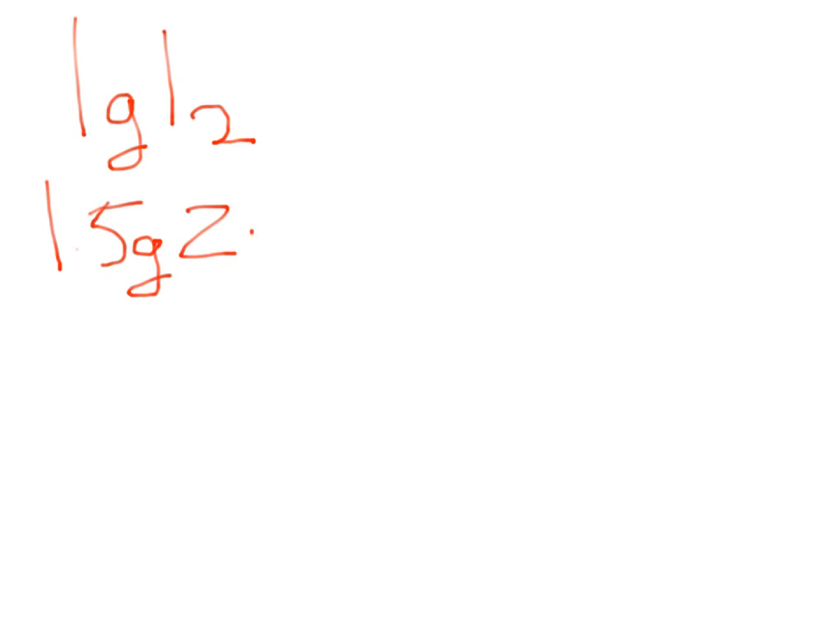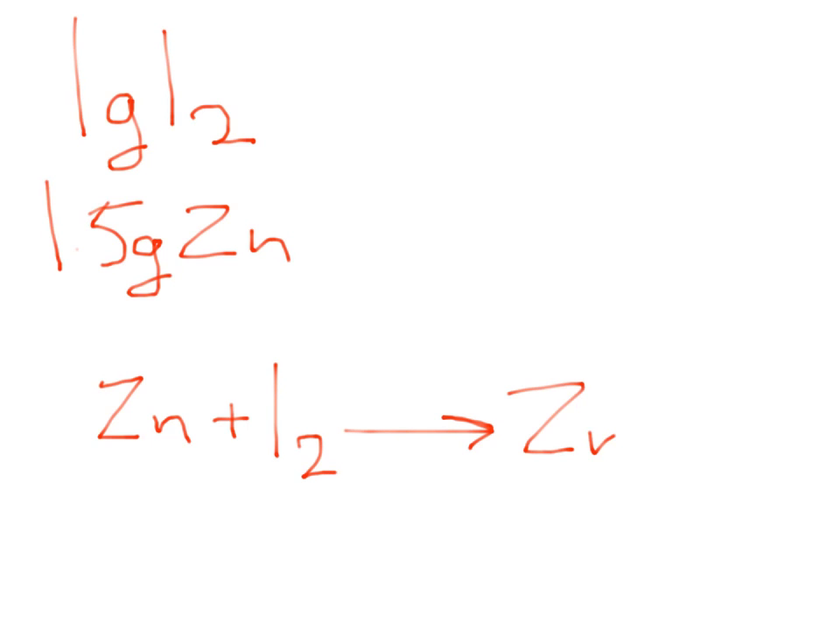So we're given 1 gram of iodine crystals, or I2 because it's a diatomic molecule, and 1.5 grams of Zn. So the equation for this would be Zn plus I2 yields ZnI2. Let's go to a new slide. So we are asked to find what the limiting reactant is.